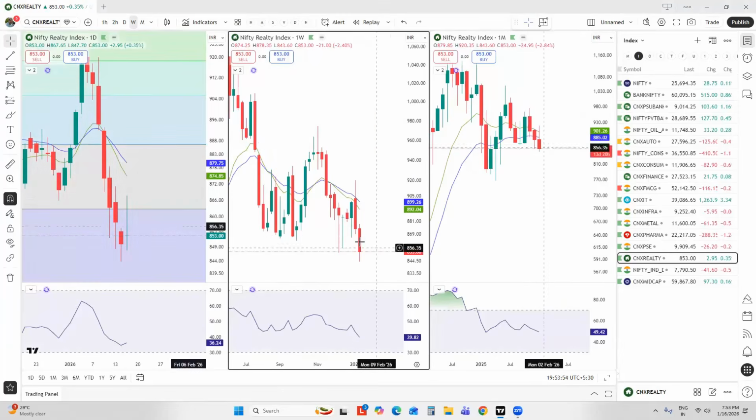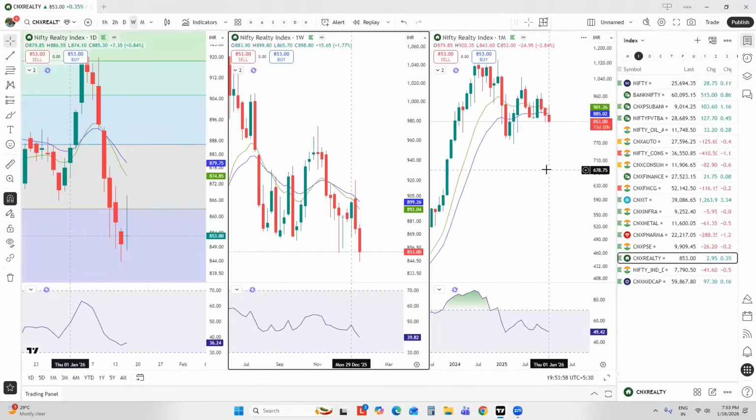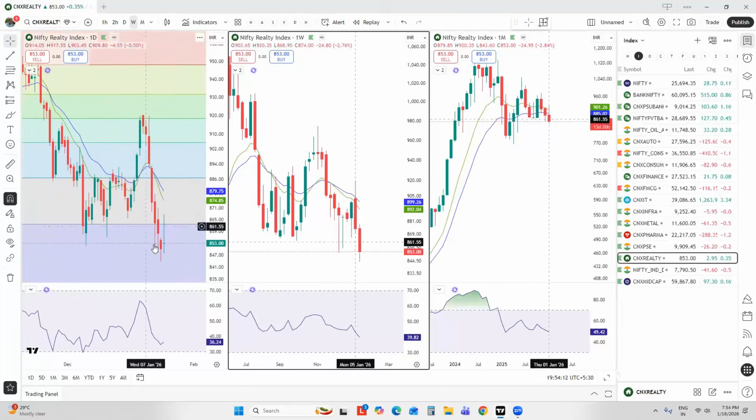Realty pack continues to underperform. Monthly time frame charts continue to deteriorate. Weekly continues to remain weaker. Now this is the first time I think we made a lower low than this particular candle. Close below it has probably not happened, but we are trading below it, and overall it looks like a weaker sector.